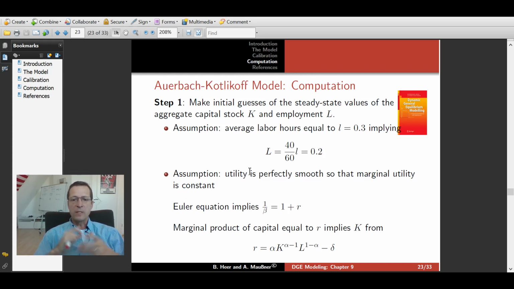And since the real interest rate r is equal to the marginal product of capital minus depreciation, according to the first order condition of the firm, we can compute K from this equation. So we have r, alpha, L, and delta, so it's no problem to compute K, and K is going to be close to 1, so it's going to be 0.9 something.